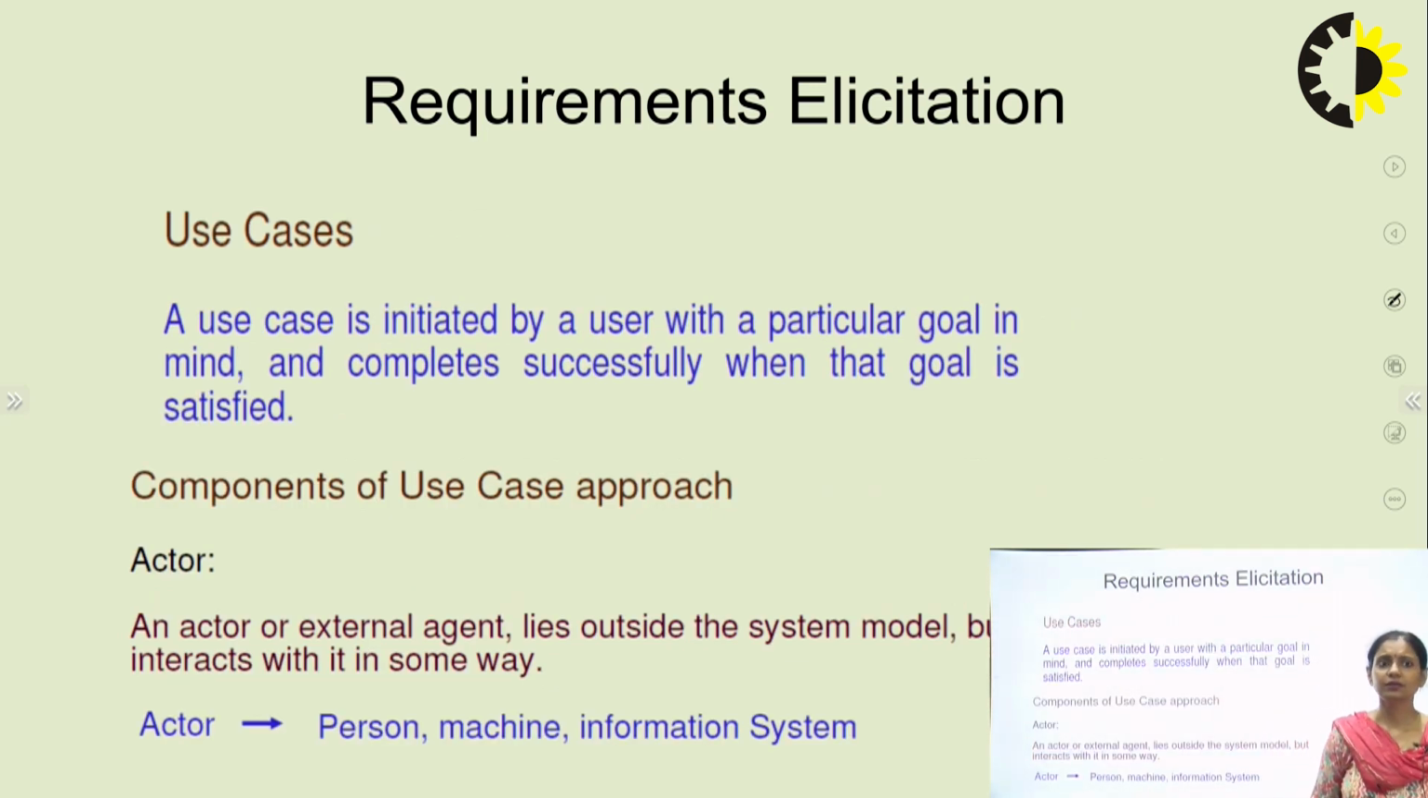If we talk about the use case, we have three main components. The first one is an actor. This actor is an external agent who lies outside the system model but interacts with the system in one way or another. That could be a person or a machine. For example, in a library management system, the faculty members, students, admin or librarian are all actors who would be using that system.